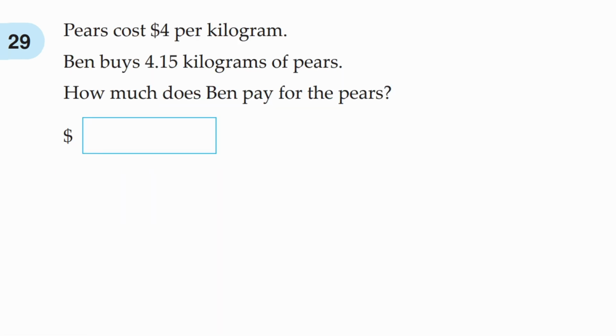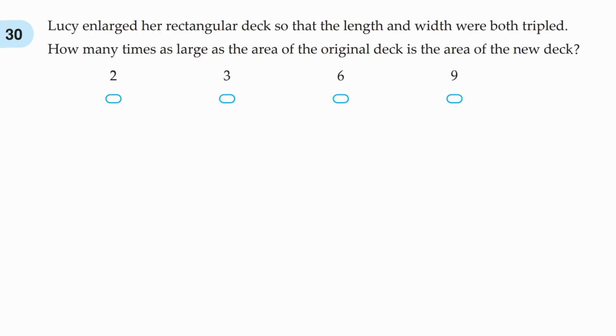Question 29. Pears cost $4 per kilogram. Ben buys 4.15 kilograms of pears. How much does Ben pay for the pears? So, if pears cost $4 per kilogram, and Ben buys 4.15 kilograms of the pears, you would need to times 4.15 by the $4. And that equals $16.60.